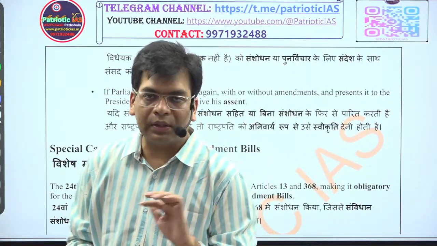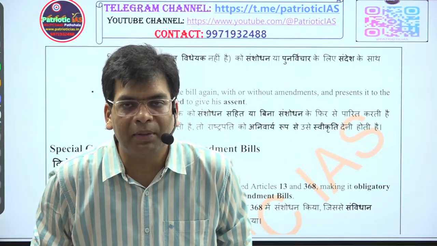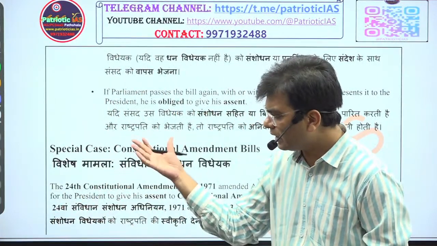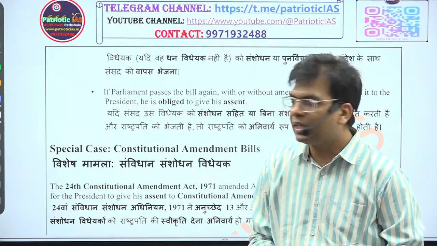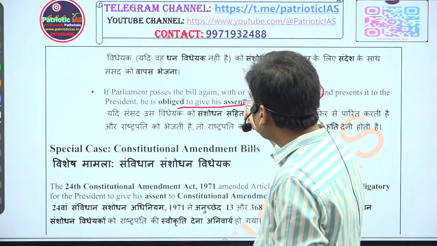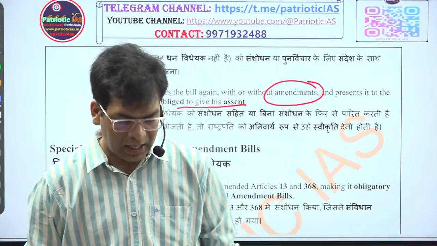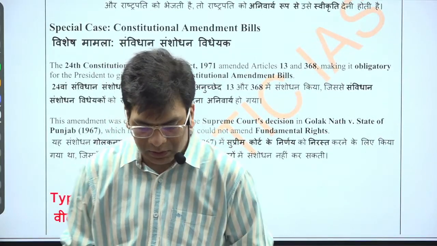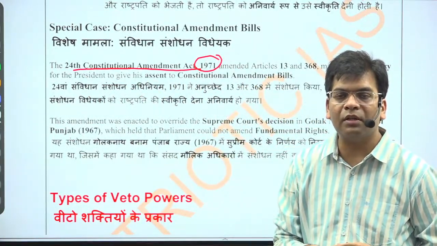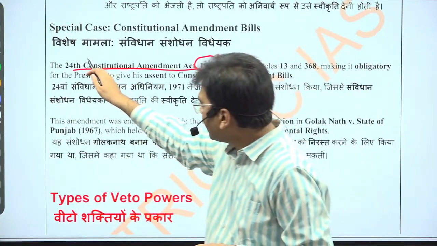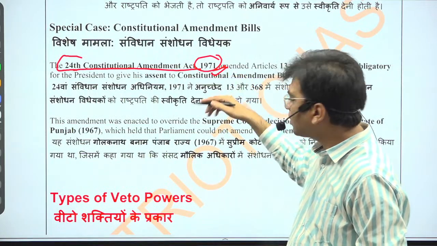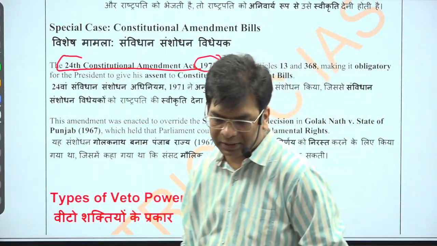Okay. It is not possible that a Constitutional Amendment Act is sent to the governor. It is always sent to the president. The president has power to give assent to anything at the parliament level, not at the state legislative level. So for the Constitutional Amendment Act, the president must give his assent. This was done by the 24th Constitutional Amendment Act in 1971. It was during the tussle between the Supreme Court and the Parliament, and the Parliament brought the 24th Constitutional Amendment Act, making it mandatory for the President to give assent in the case of a Constitutional Amendment Act.